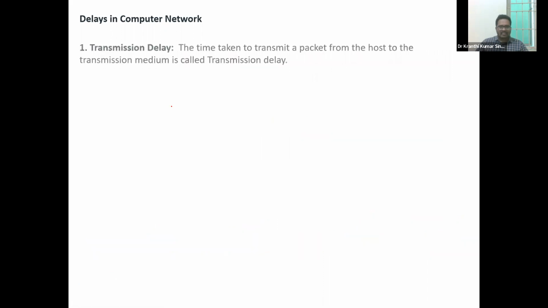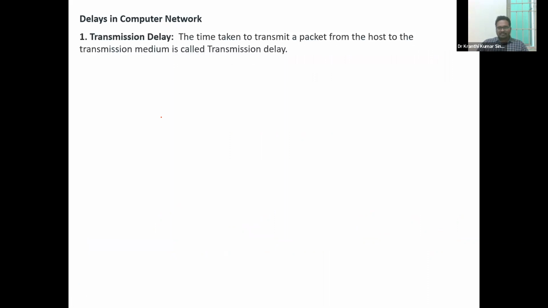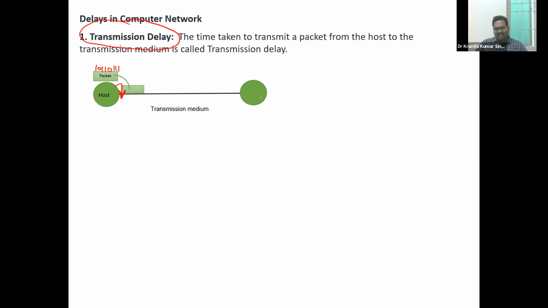First thing is transmission delay. So what is the transmission delay? The time required to transmit a packet from the host to the transmission medium. Here I am showing the graphical representation. If a device is ready with the packet, maybe this packet is 1011011, how much time will it take to place this packet from the device onto the starting of the transmission medium? That time is called transmission delay. Do you understand this? Yes, sir.